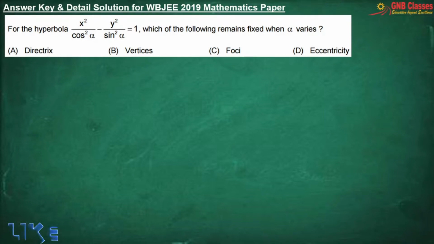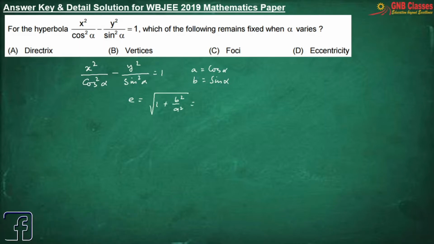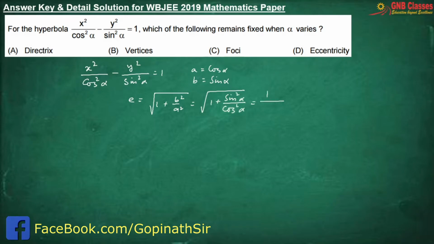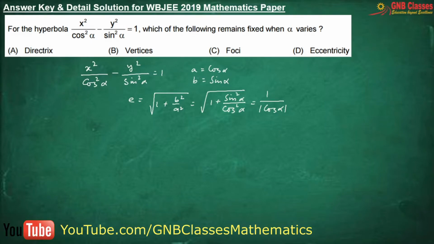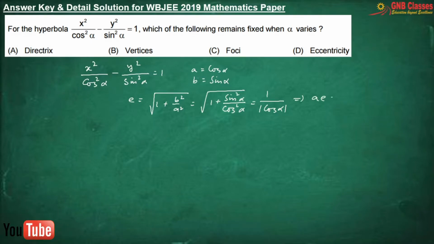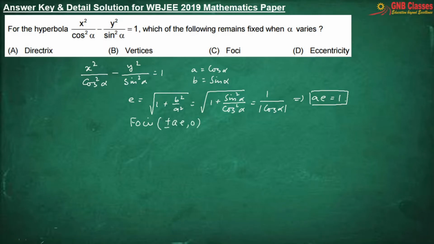Here the equation of the hyperbola is, here A is cos alpha and B is sin alpha. Therefore, its eccentricity will be 1 by mod of cos alpha. Is it clear? Now, cos alpha is A, therefore, AE equals to 1. The foci of the hyperbola is plus minus AE, 0. Therefore, the foci is plus minus 1, 0.